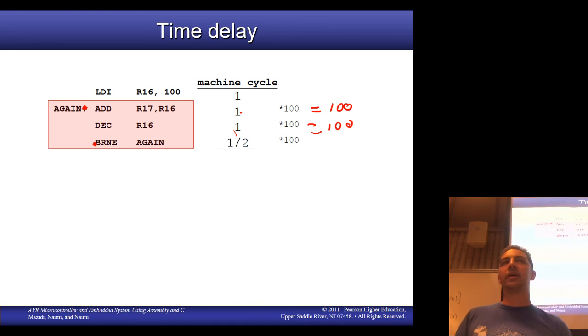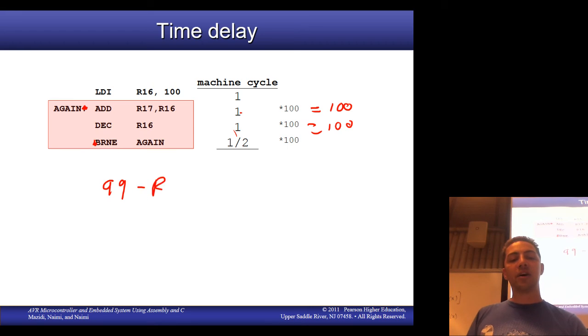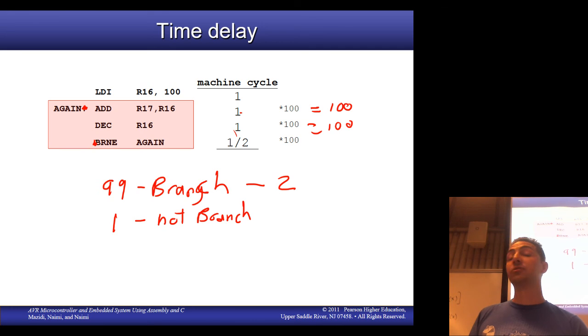One half times 100 is where most people start to go, what? It's actually not 200. It's 199. The way I think of it is it's going to go through this loop 100 times, which means 99 times it's going to branch. One time out of that 100 times, it's going to not branch, which means 99 times it needs to pay the branch penalty of 2 cycles. Only 1 time will it not do that.